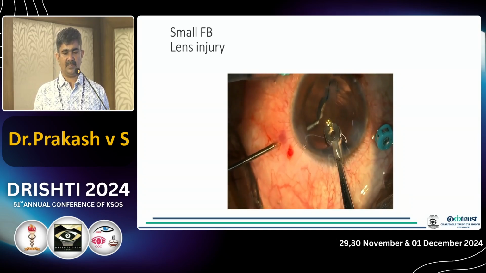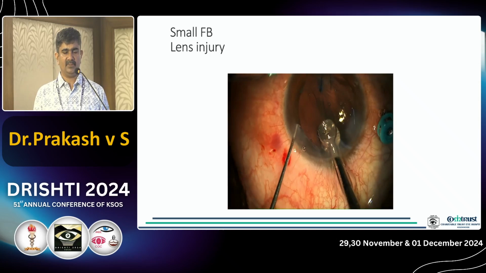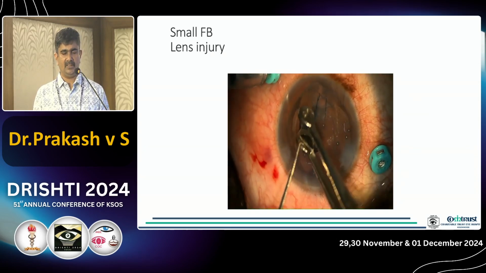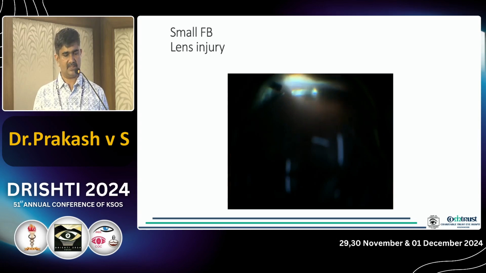And then this is the iris claw holding forceps. This is very useful. Other than using a McPherson, this gives a very stable grip of the foreign body. The foreign body is removed without slipping back into the retina.